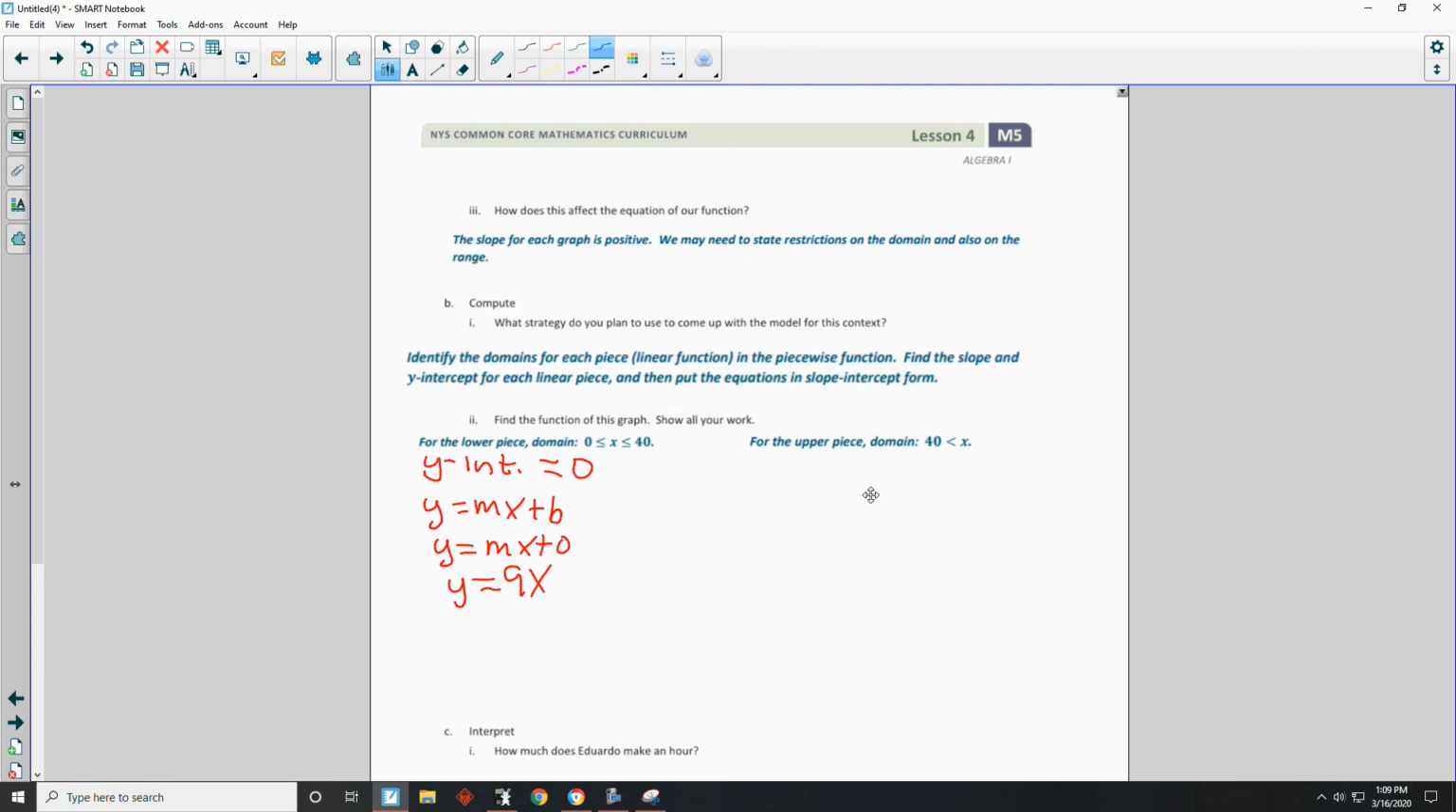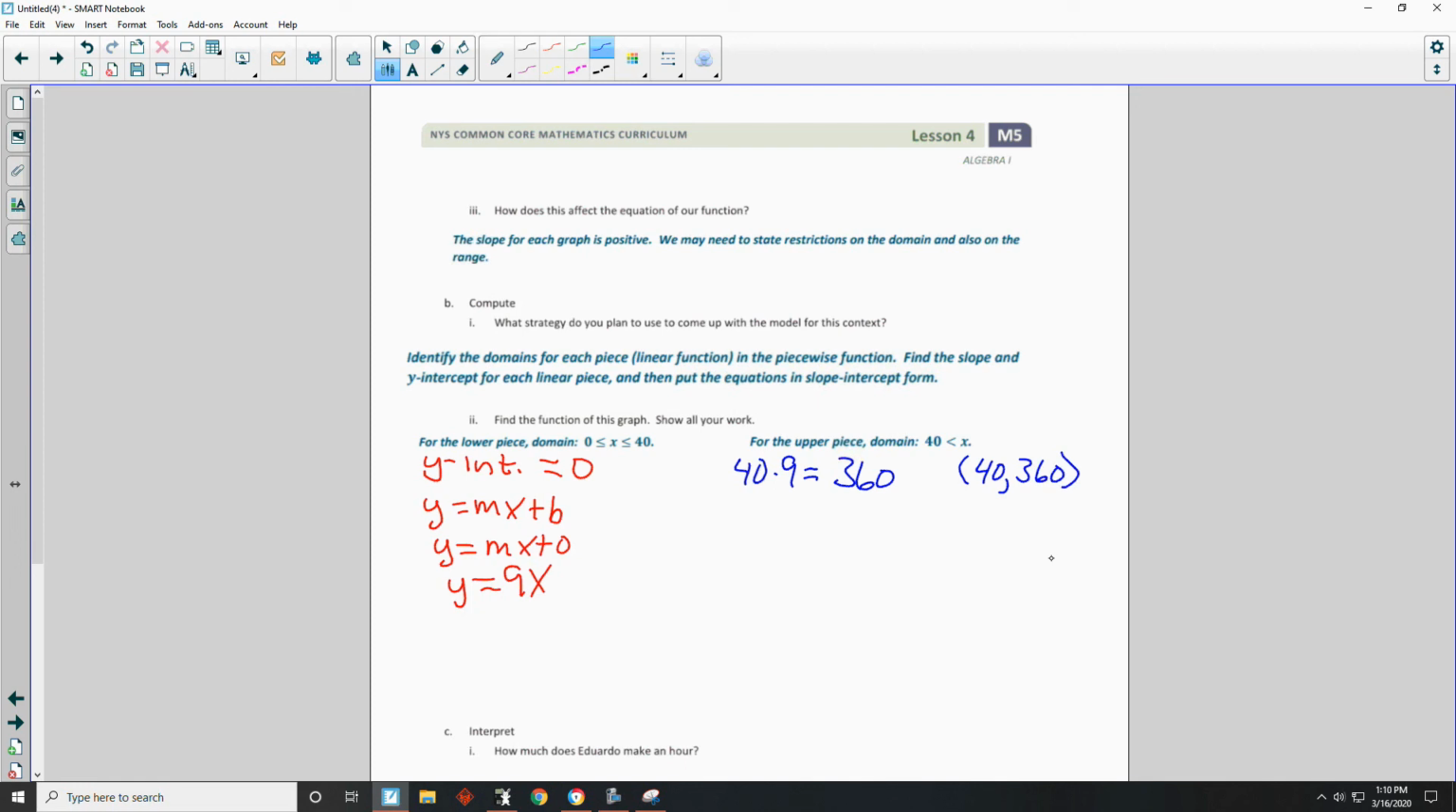So for this part of the problem, we have to use the context of the problem and the graph. So up to this point, Eduardo has worked 40 hours, right? And he has earned $9 an hour. So if you think of that as 40 hours times $9 an hour, then that is $360. Okay, this is the y value when x is 40. So now I know that when x equals 40, y is 360. Okay, because it's $9 per hour.